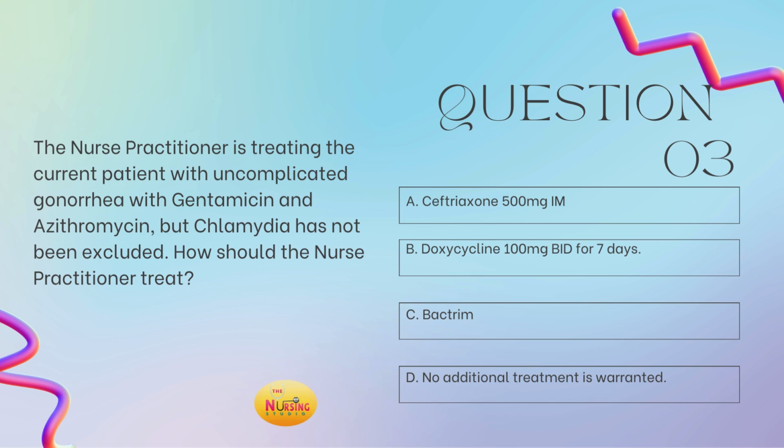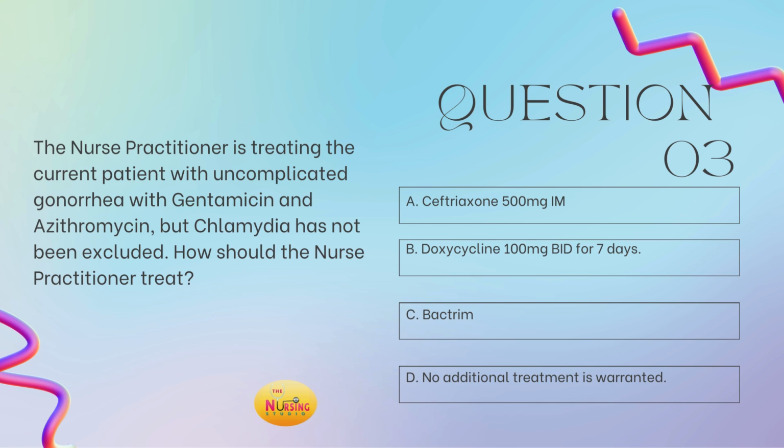All right, so here the stem of the question states, how should the nurse practitioner treat? In this situation, the nurse practitioner is treating this patient with gentamicin and azithromycin. So this person has uncomplicated gonorrhea, and we're planning to treat with gentamicin and azithromycin, but chlamydia has not been excluded. So here, no additional treatment is warranted. Remember, you can also treat chlamydia with azithromycin.